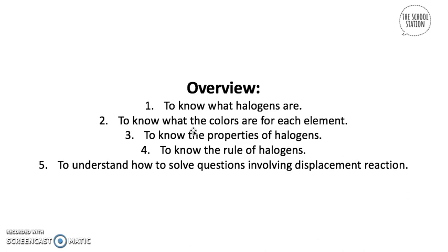I hope you have enjoyed this lesson, and I hope that this helps you. Just as an overview of what we have learned today, we have learned what halogens are, and we've also learned the colors for each element, which I would definitely advise you to memorize. We've also learned the properties of halogens, which are that reactivity decreases going down the group and the melting and boiling points increase going down the group. And we've also learned the rule of halogens, that a more reactive halogen will displace a less reactive halogen from a solution of its salts. And last of all, we've understood how to solve questions involving displacement reactions.